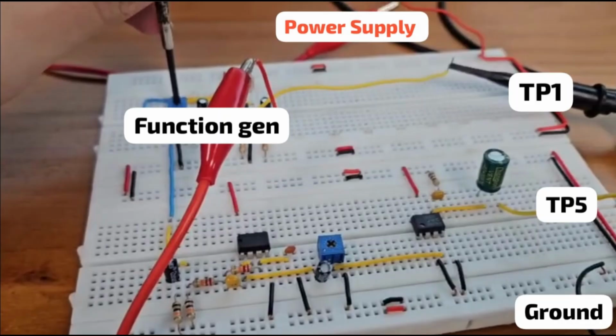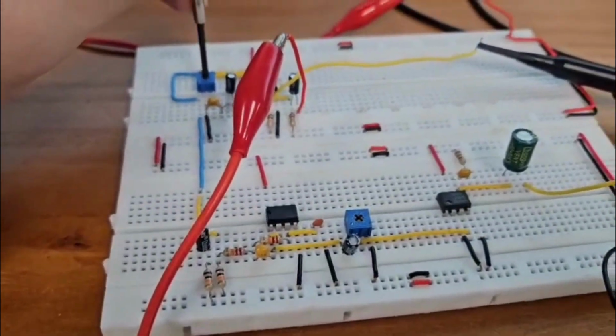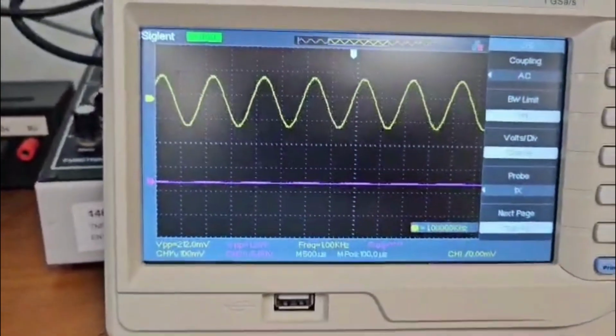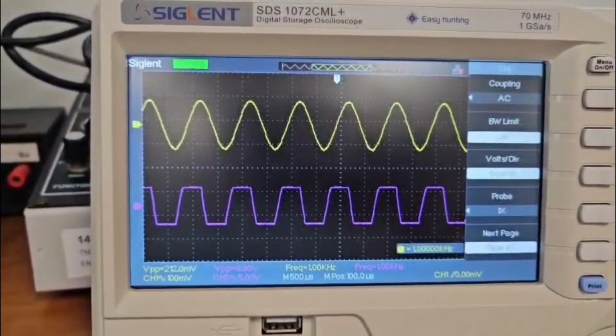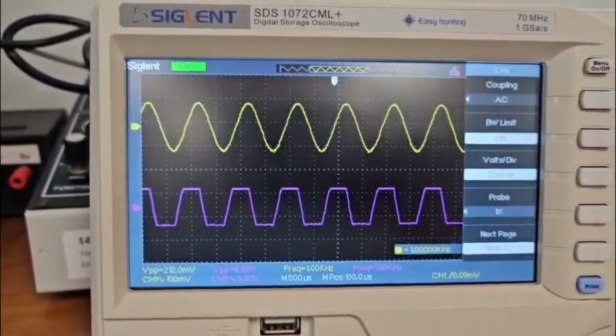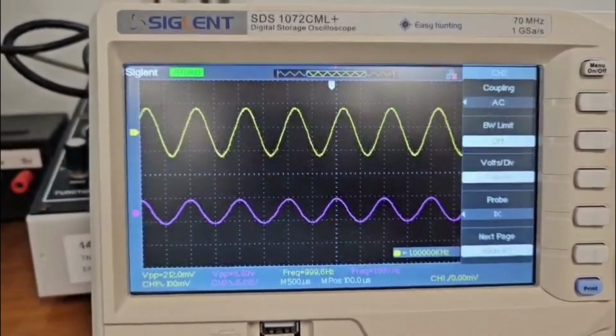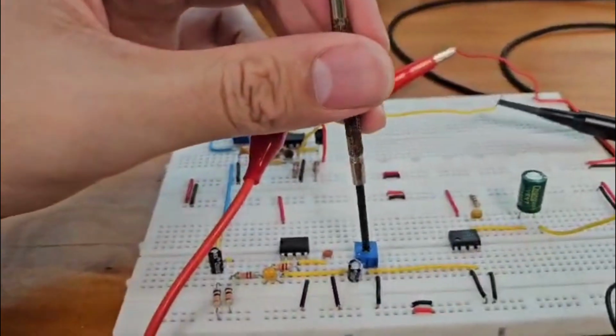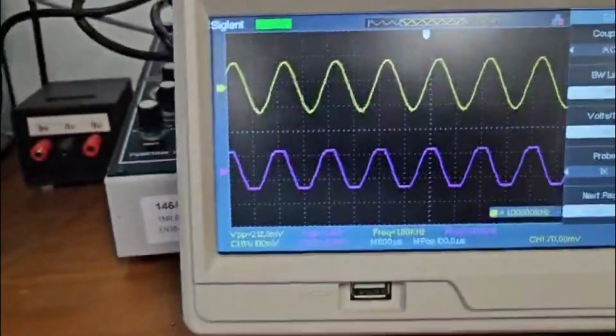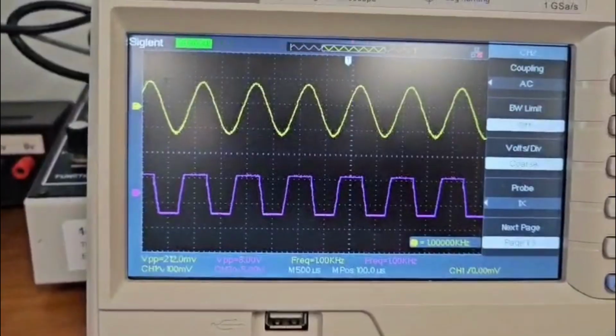For this final test, I connected the oscilloscope probes to TP1 and TP5 to observe both the input and the final output of the system. The function generator and power supply were left untouched throughout. At TP1, we can see the small heartbeat-like signal from the pre-amplifier stage. And at TP5, we observe the fully amplified output from the LM386N1 power amplifier.